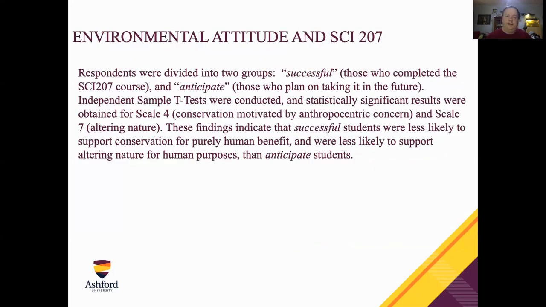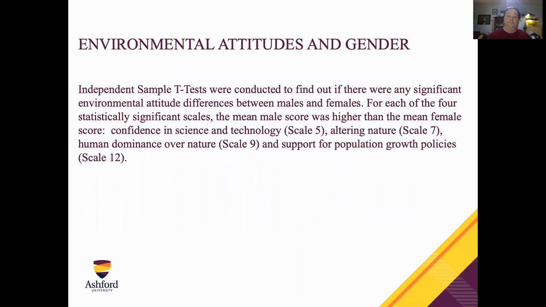Environmental attitude in SCI 207. Respondents were divided into two groups: successful, who had completed Science 207, and anticipated, who plan on taking it in the future. Independent sample t-tests were conducted and statistically significant results obtained for scale 4, conservation motivated by anthropocentric concern, and scale 7, altering nature. These findings indicate that successful students were less likely to support conservation for purely human benefit and were less likely to support altering nature for human purposes than anticipated students.